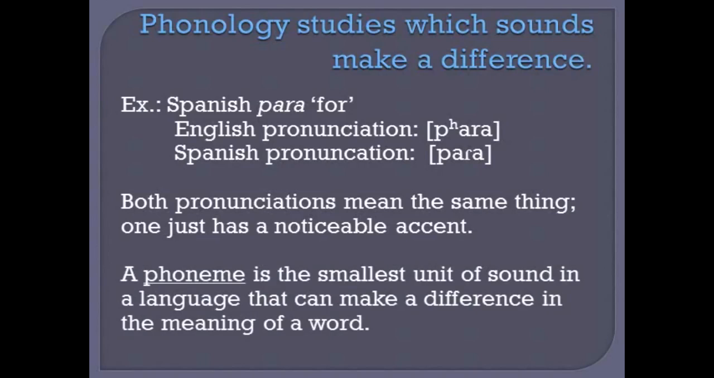And that brings us to one of the terms that will become really important, and that is phoneme. A phoneme is the smallest unit of sound in a language that can make a difference in the meaning of a word.